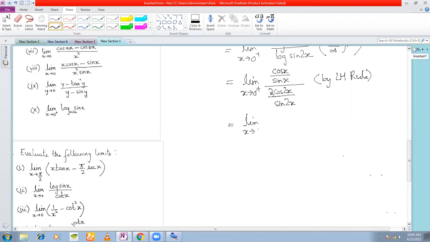So this is limit x tends to 0, cos x sin 2x divided by 2 cos 2x sin x. Now what form is this? This is a 0 by 0 form, right? And since we want to use the L'Hospital rule once again, we'll change this to a sum first and then apply L'Hospital's rule, because differentiating a product is difficult and differentiating a sum or a difference is easier.